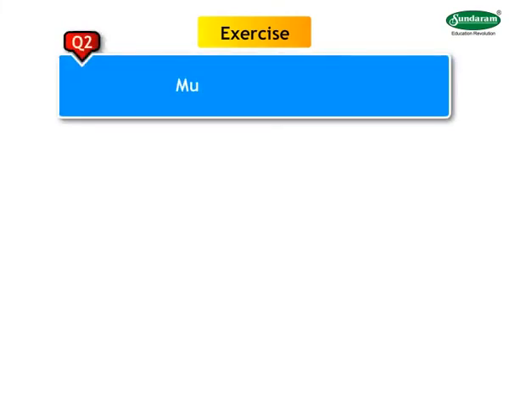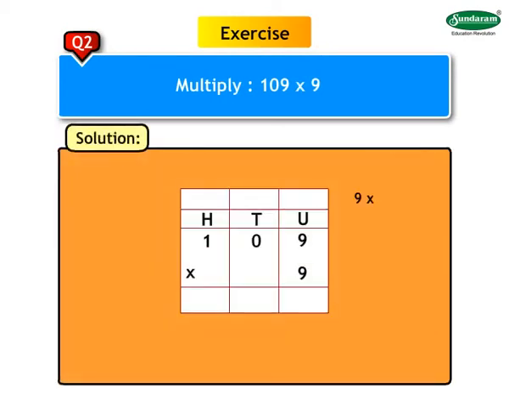Question 2. Multiply 109 by 9. Multiply 9 in the units place by 9. The product is 81. Write 1 in the units place of the product and carry over 8 to the tens column. Now, multiply 0 in the tens place by 9. 0 nines are 0. Now, when we add 0 tens plus the carried over 8 tens, we get 8 tens. Write 8 in the tens place of the product.